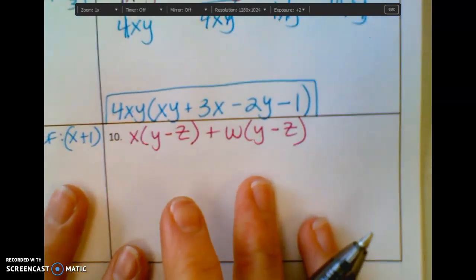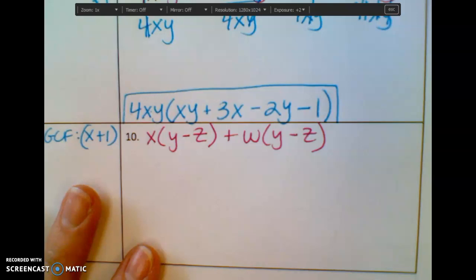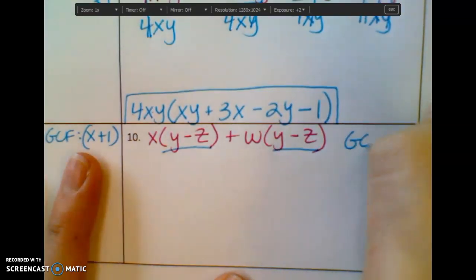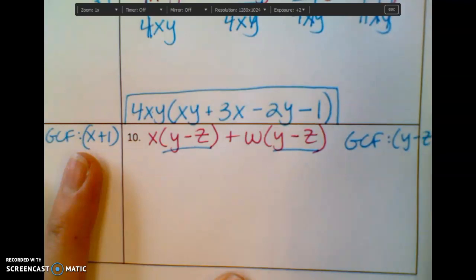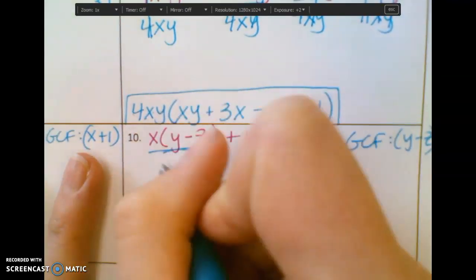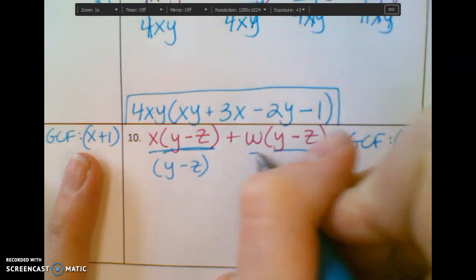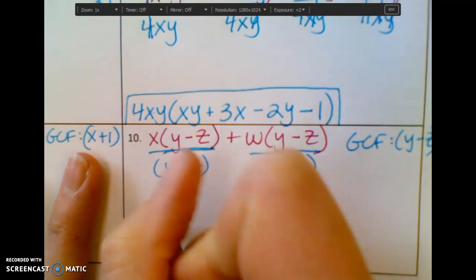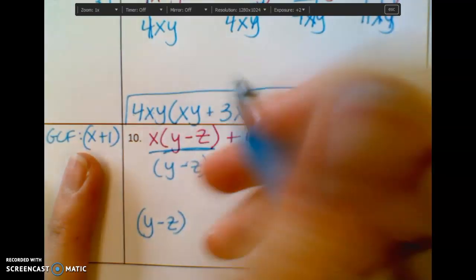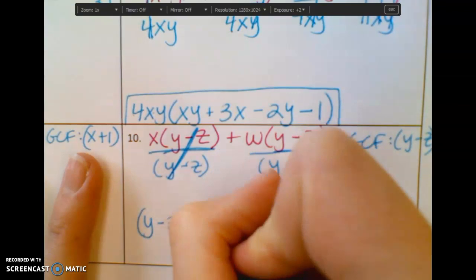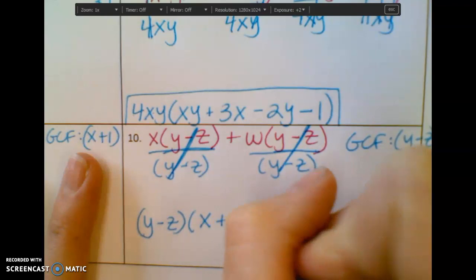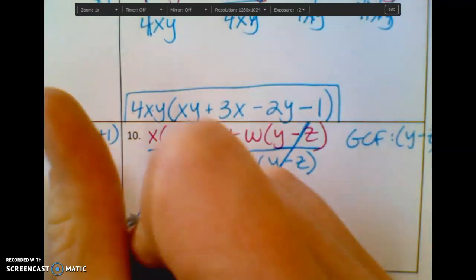Last problem, very similar. I want you to pause the video and try it. All right, let's check it. What do they have in common here? Those parentheses again. So the GCF is y minus z. So let's divide both terms by y minus z. Well, that's my GCF, so I bring it down to my answer. What happens when I divide these? The parentheses cancel, and I'm left with x. What about these? Again, cancel. I'm left with plus w. So that is the factored form.